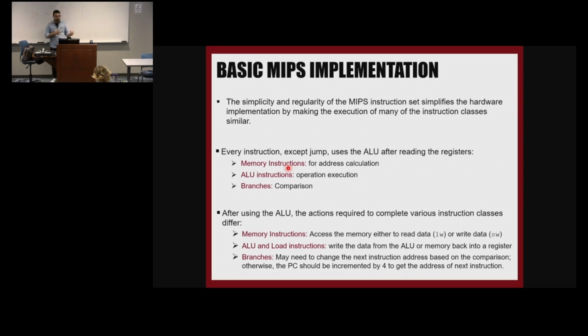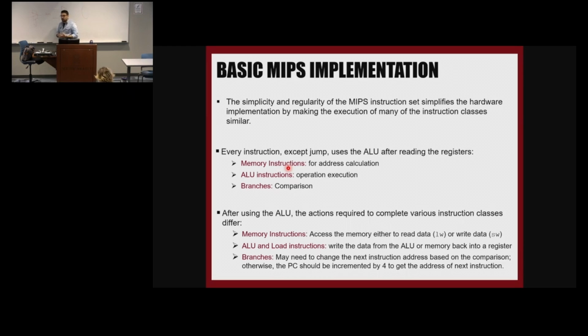If you want to load something or store something to the data memory, we have to calculate the address by adding the offset to the base register. So the ALU is used to calculate the address that way. ALU instructions obviously use the ALU. If we want to do addition or subtraction, that's clear. If we have a branch, we use the ALU for a comparison.